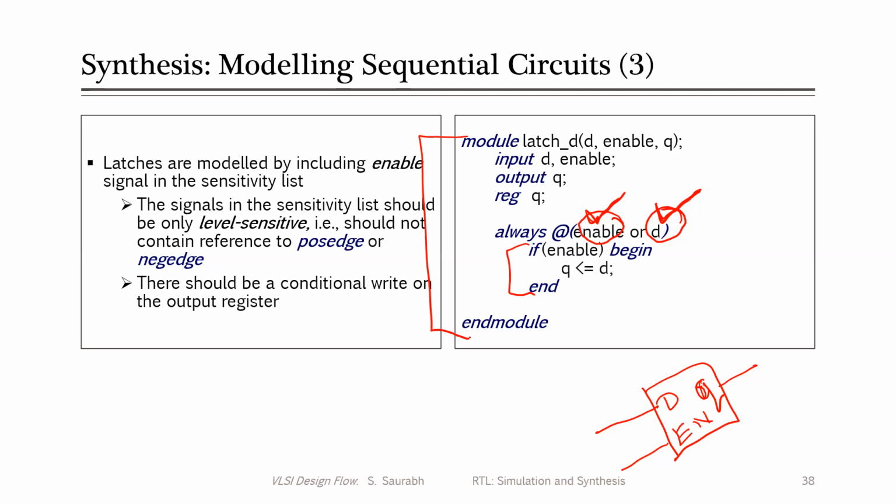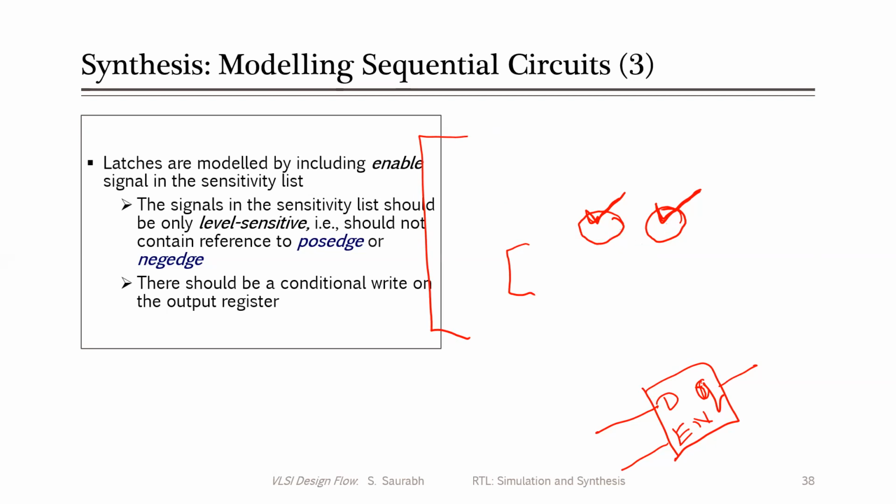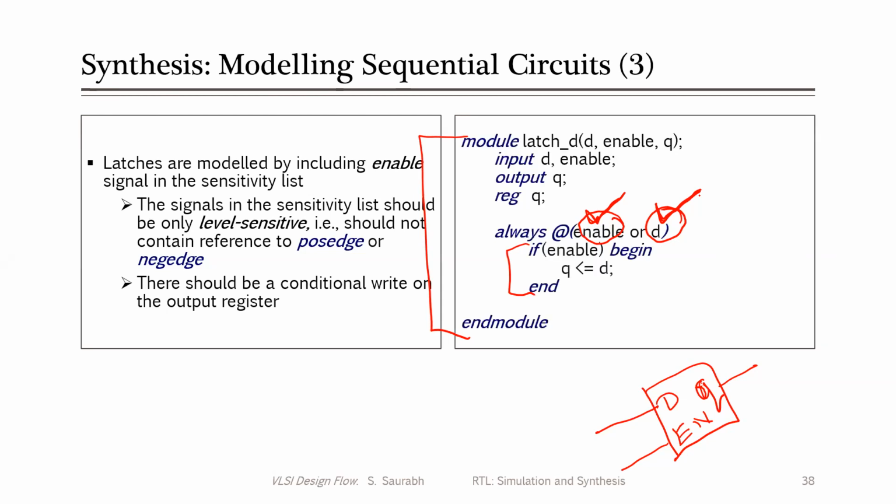Now what I'm saying is that if you want to model a latch, then we'd have to write an always block, and in this always block, I should have enable signal and also D signal. Why should we have D signal? Remember that in flip-flop we didn't have D here, right? We had only posedge clock. That was sufficient. But why do we want to have D here in the sensitivity list in the always block for a latch? Any answers?